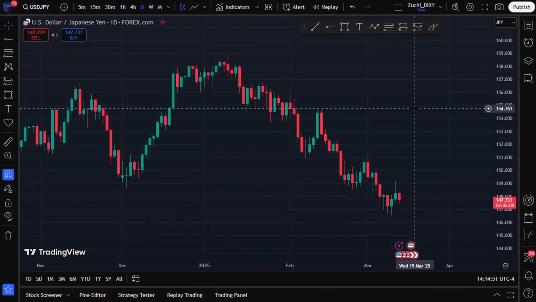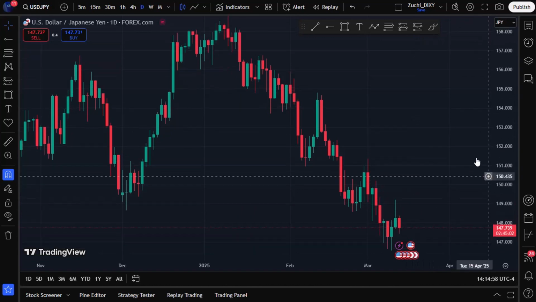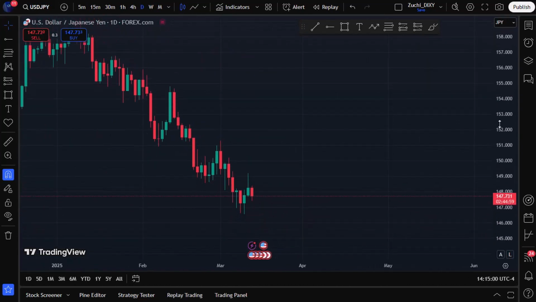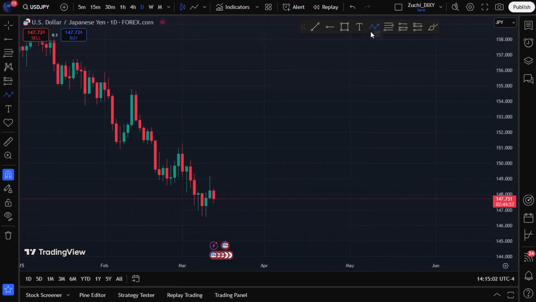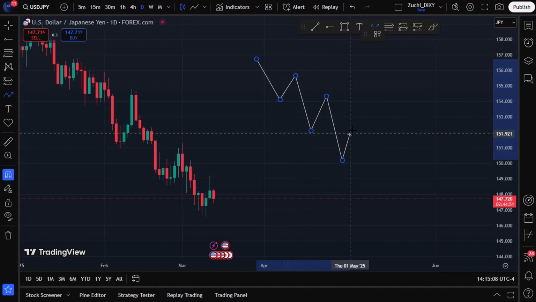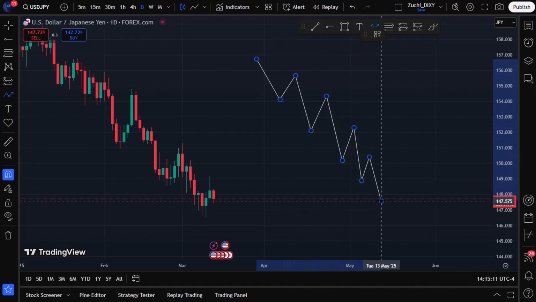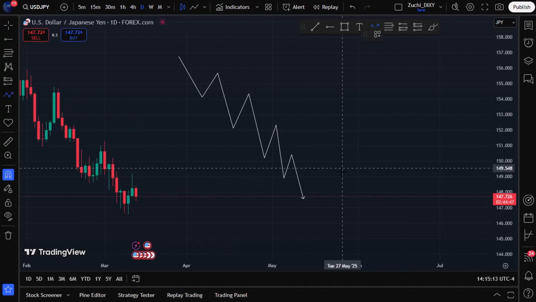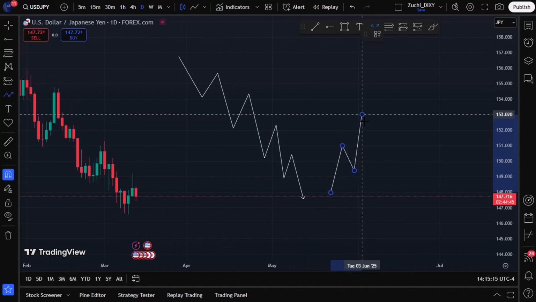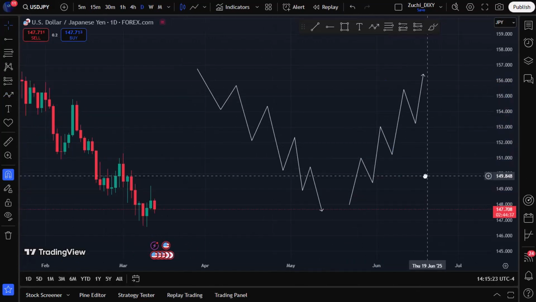Now, right here, we have a chart of the United States dollar paired with the Japanese yen, and this is the daily time frame. Typically, what we are taught in basic market structure is that the market in a bearish trend moves like this. This is what the market moves like, all right? And in a bullish trend, the market moves like this. This is quite true, but then there is a twist to it.